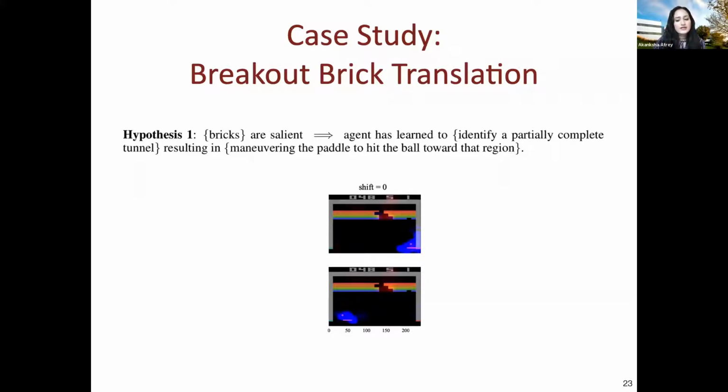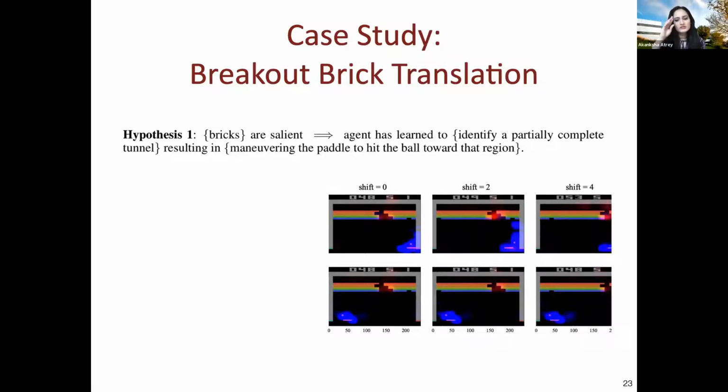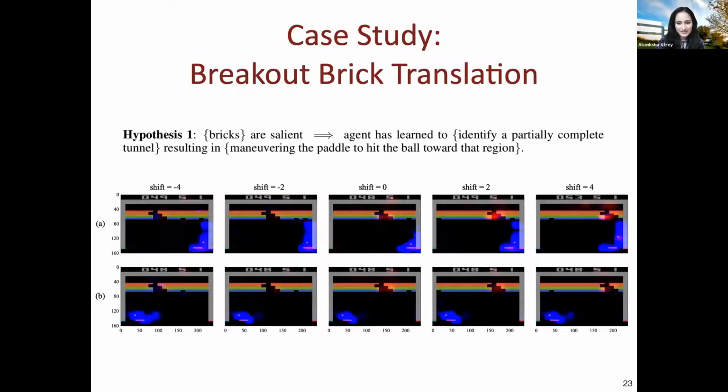To evaluate this hypothesis, we intervene on the state by translating the brick configurations horizontally, moving it across the board left and right. What we see is when we shift it to the right, the saliency pattern holds. There's still saliency on the tunnel, so our hypothesis is correct so far. It works for the right side. However, saliency on the tunnel on the left side is less. In some points it's even non-existent.